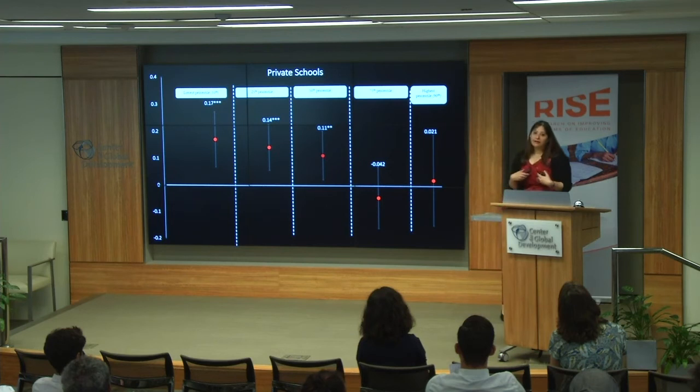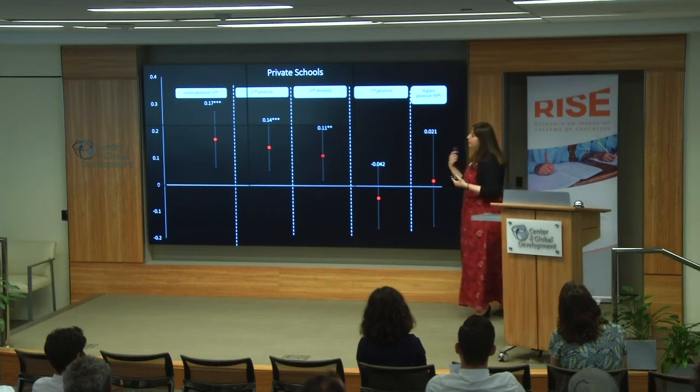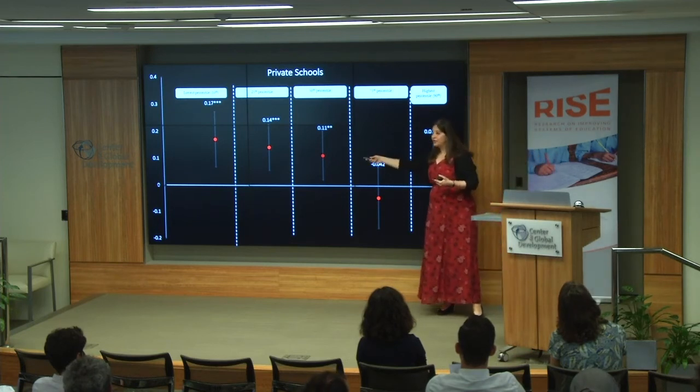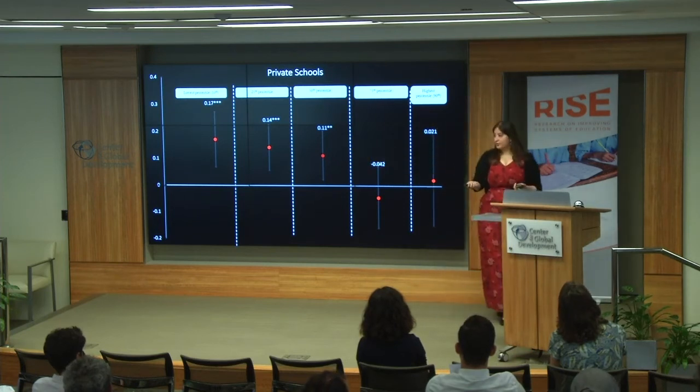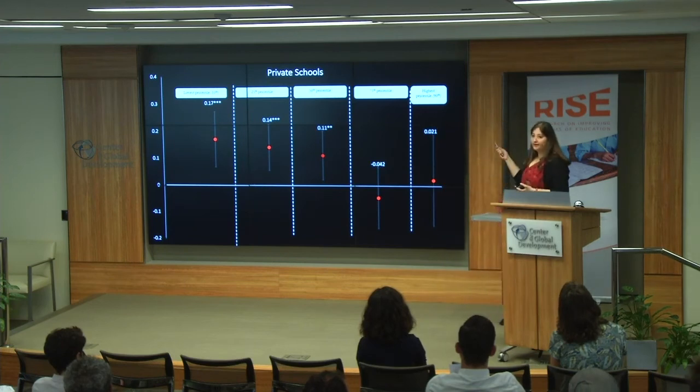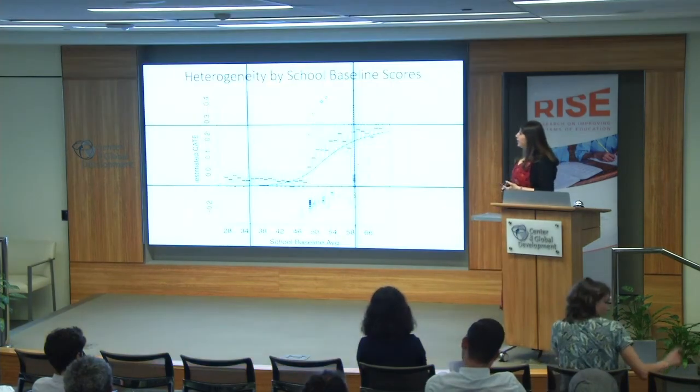So what's going on here? We're not sure. We're investigating further, but it just seems that private school teachers have more confidence in targeting their weakest students than public school teachers do, who target their better ability students.